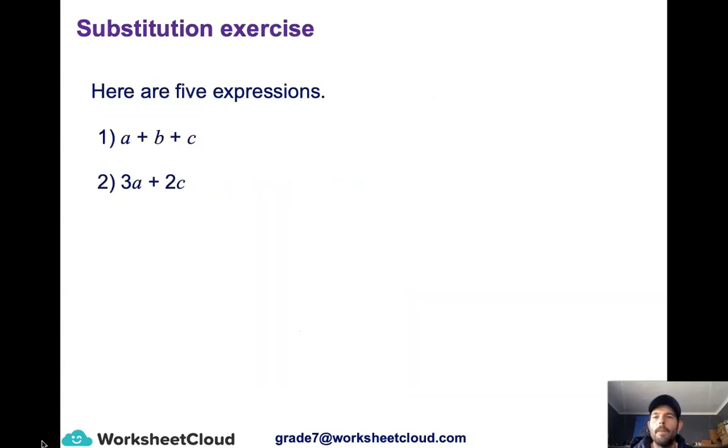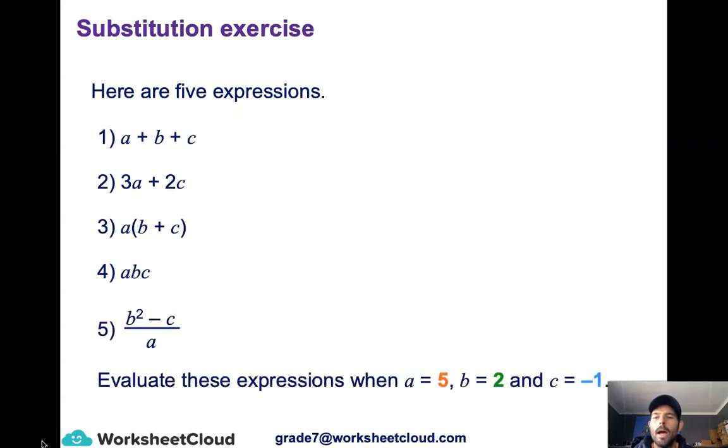Okay, so here are 5 examples for you to do. I'm going to press pause. I'm going to let you work through them and then press play to see how you guys get on.